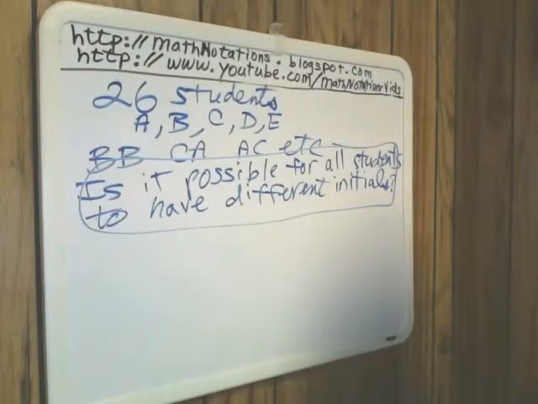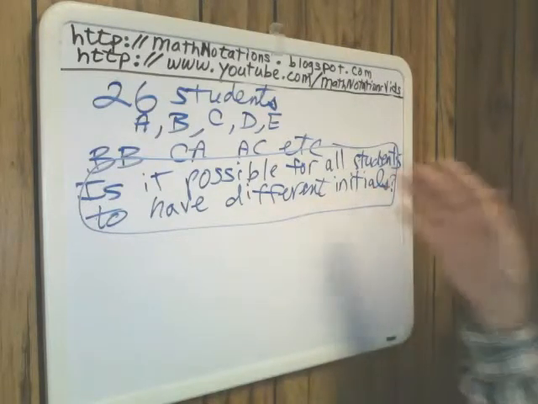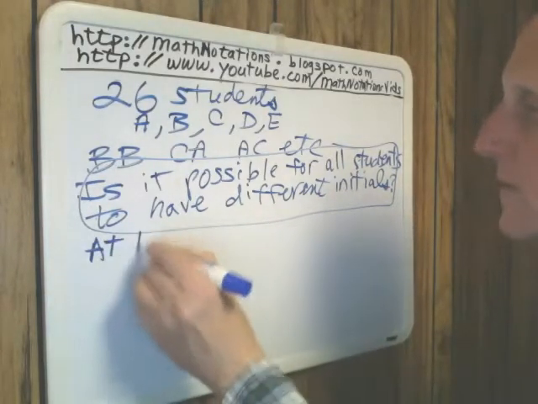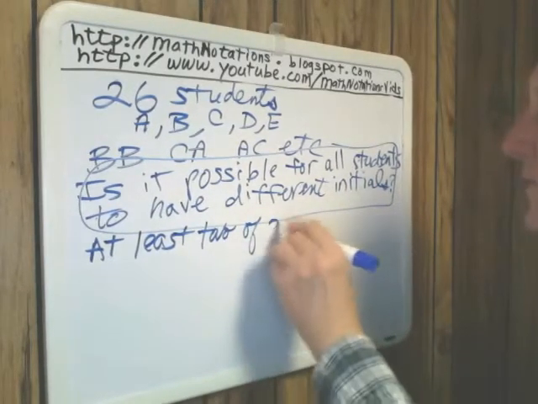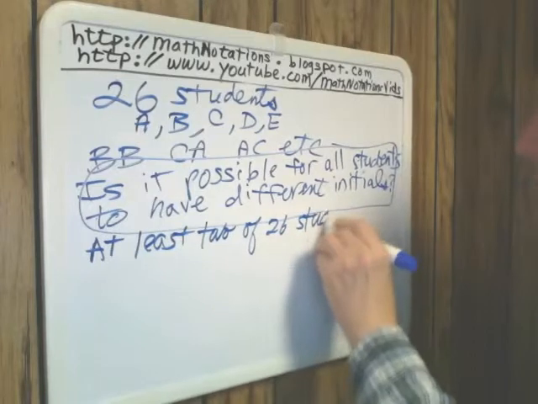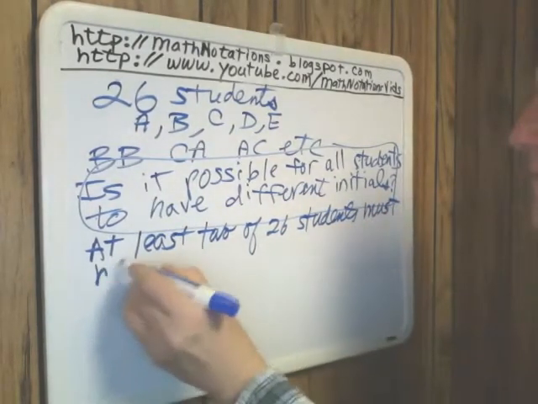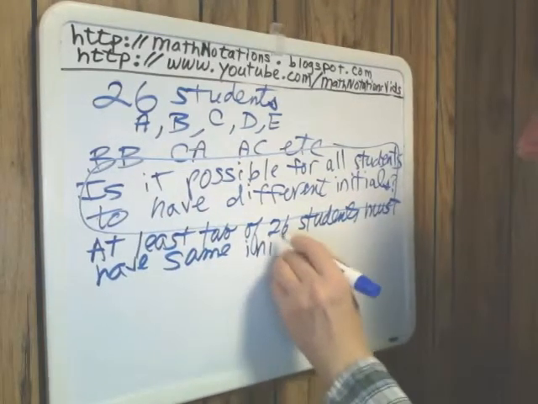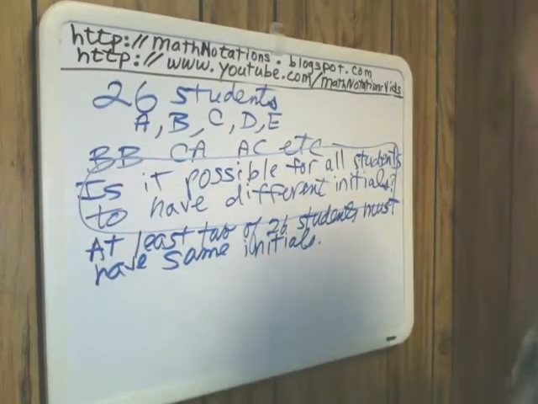Another way to say that, and this is a little more sophisticated, is if the answer is no, that means it is not possible, then that would be equivalent to saying that at least 2 of the 26 students must have the same initials. Now you have to think about that. That is something we can discuss more, and it's related to the pigeonhole principle.